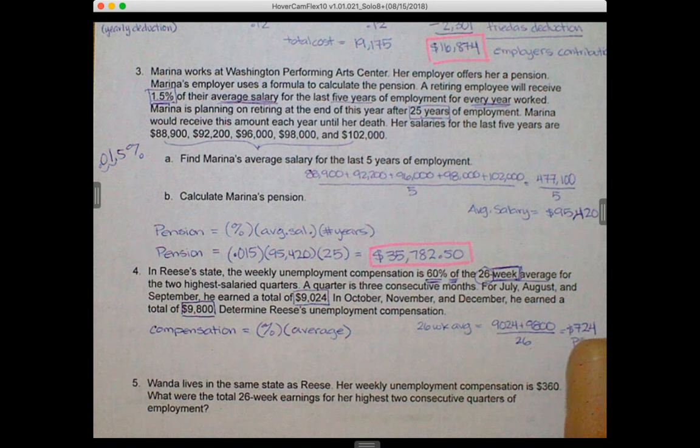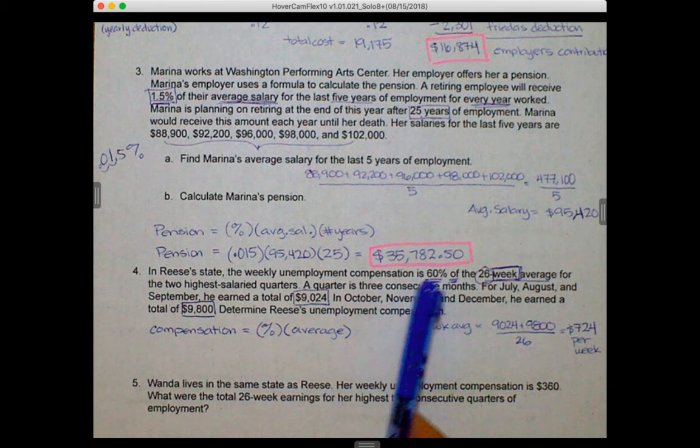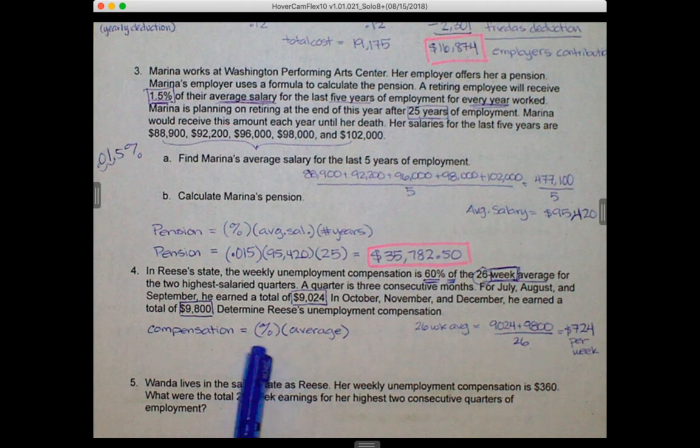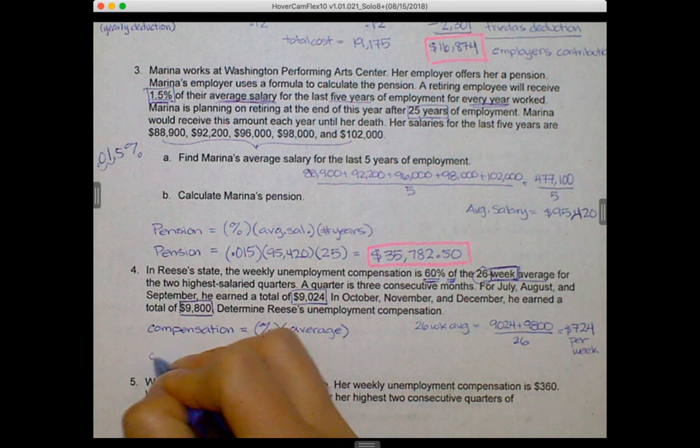This was how much he was making per week. This was his average weekly salary for those 26 weeks. So now what I'm going to do is plug in the average, now that we have it, into this formula. I can plug in the percent from his state into this formula, and that will help me find the compensation.